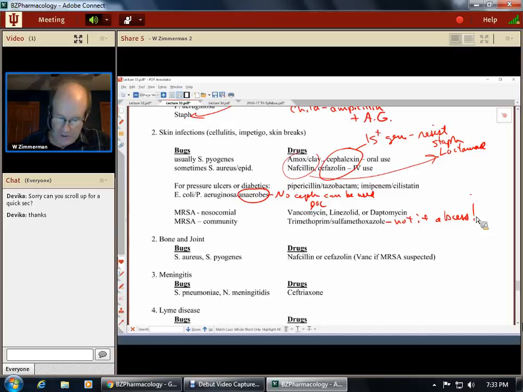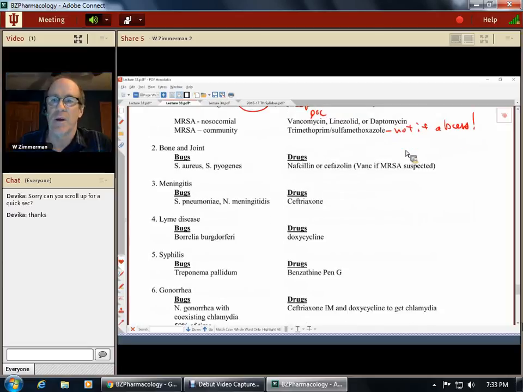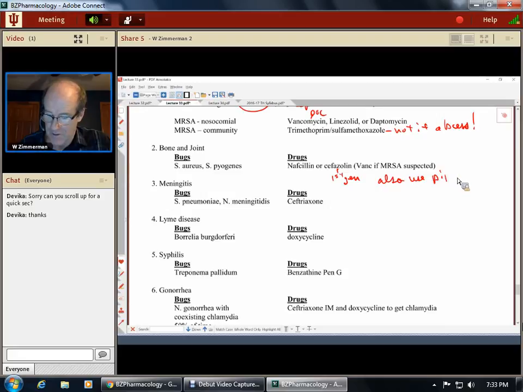Okay, bone and joint, like an osteomyelitis, where you look at staph and strep. Nafcillin, cefazolin will certainly work. Again, this is first generation. Vancomycin could be used if MRSA is suspected. You could also use piperacillin-tazobactam. If you're just not sure, piptazo is so broad in its coverage, that's kind of where people are going.